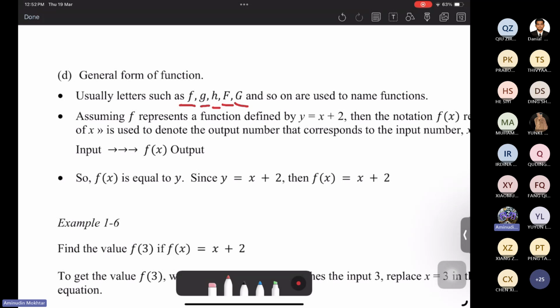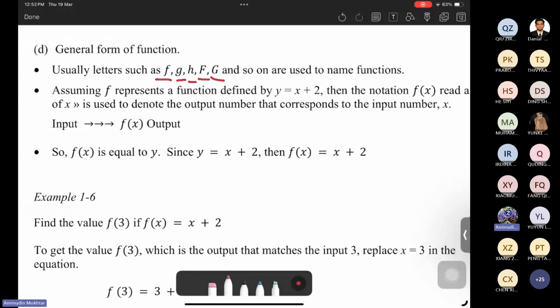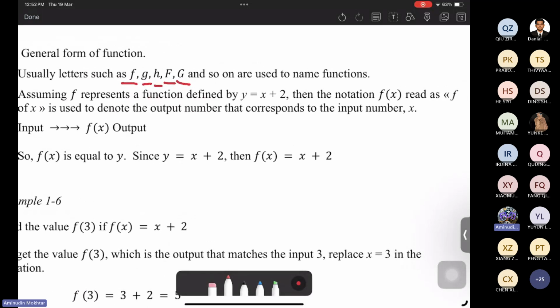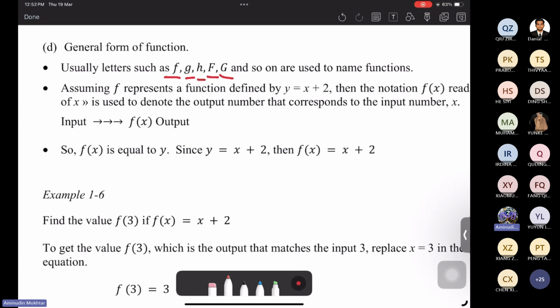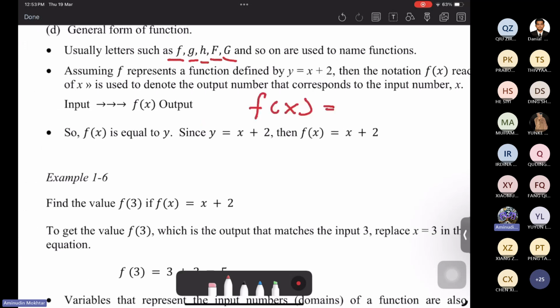Okay, for example, assume F represents a function defined by y equal to x plus 2, then we can also write f(x). The notation f(x) can be read as f of x. This f in brackets of x is used to denote the output number corresponding to the input number. When x equals some value, what is y? We need to replace x into the equation.